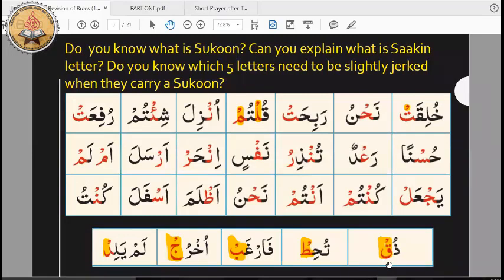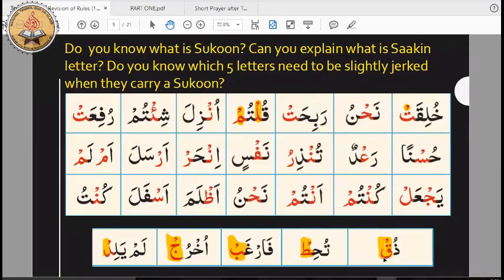Zook. Okay, so the qalqala rule is that when you have the 5 letters, so the Qaf, Ta, Ba, Jim, or Dal, whenever they have a sukoon on top of them, so like we've been learning before, then you have to join the letter before it with a bit of a jerk sound. Okay, so when you say the Qaf, you have to say it with a bit of a jerk sound. So the correct way would be Dhuq.